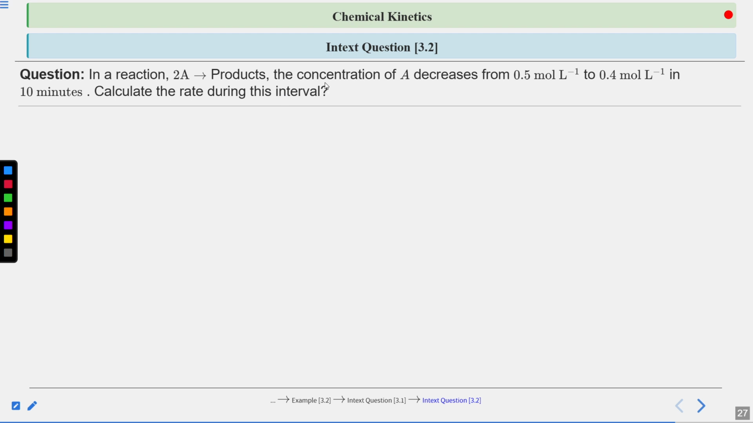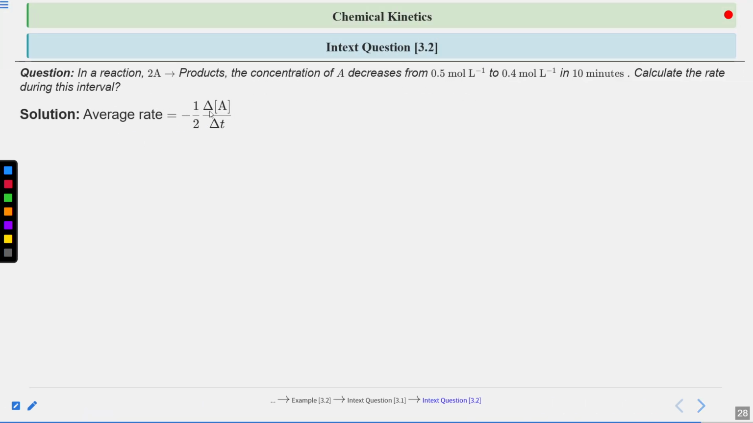Let's see one more in-text question marked as 3.2. In a reaction, 2A reactant is giving us products. Concentration of A is decreasing from this concentration to this concentration in 10 minutes. Calculate the rate during this interval. This interval means in the 10 minutes this concentration change is happening. So during this interval, what is the rate as per this reaction?